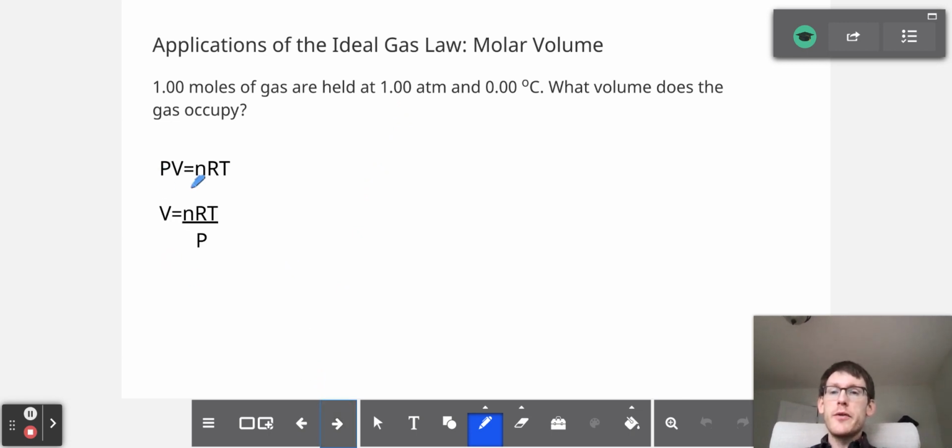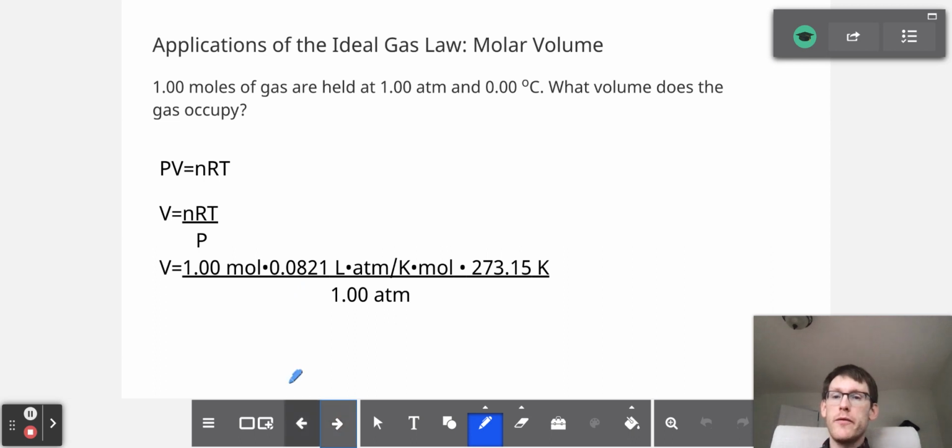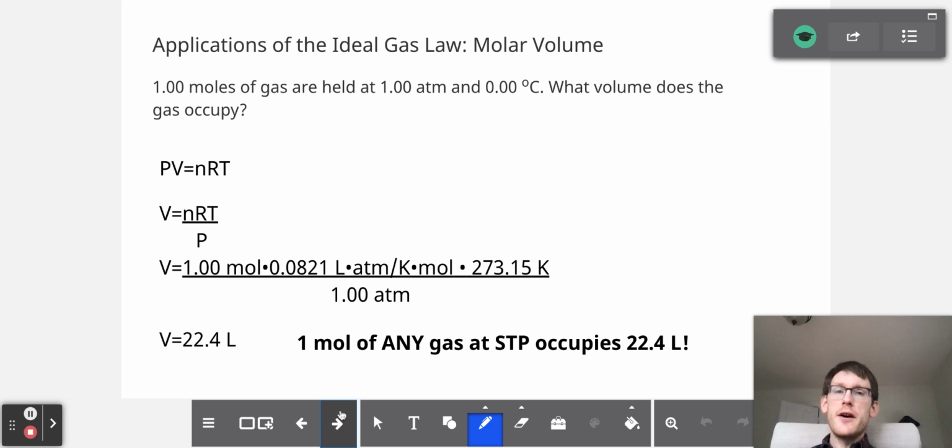Now, if we divide both sides of that by pressure, we get that the volume is equal to nRT over P. Substituting in our 1 mole of gas, our gas constant, and our temperature of 273 Kelvin, which is 0 degrees Celsius, and dividing by the pressure of 1 atmosphere, we can find that the volume occupied is 22.4 liters. And that's a constant that works for any gas. That 1 mole of any gas, as long as we're at STP, will occupy a volume of 22.4 liters.